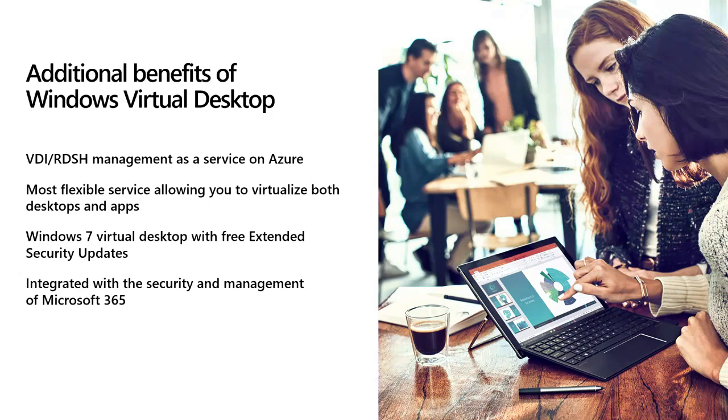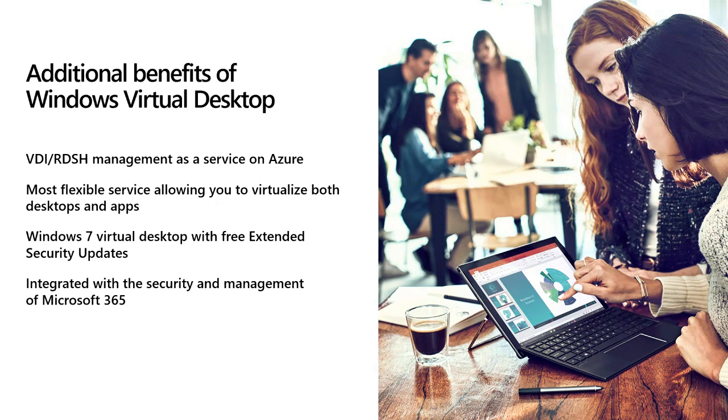Another benefit you're getting, and this is more of an entitlement, is Windows 7 with free extended security updates. So what does it mean? Well, as you know, in January 2020, roughly six, 7 months from now, Windows 7 will reach end of support. And that means if you still have Windows 7 running, you've got two options. Well, you've got three options now that I think about it.